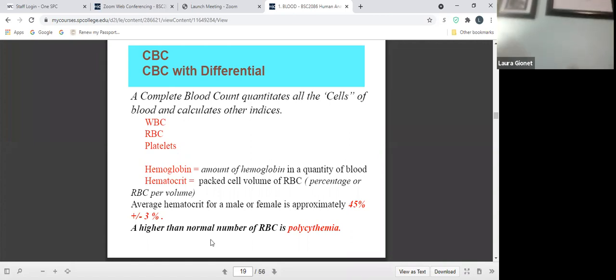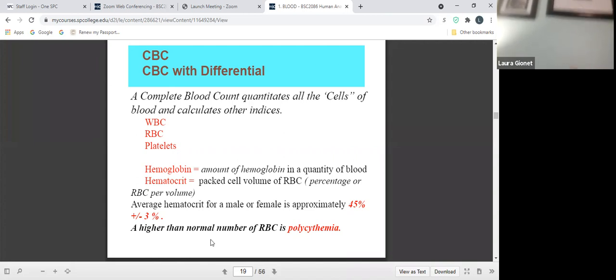So it gives you the quantities and percentages of your white blood cells, your red blood cells, and your platelets. It will also give you the amount of hemoglobin. It will give you a hematocrit, which is your packed cell volume, which is your red blood cells. It gives you the average hematocrit for a male or female, which is about 45%. Females can often be around 40 to 45, and males as well. But if you remember 45, it'll help you later when you get into nursing when it comes to the rule of 3, and that will help you keep some of these indices in line.